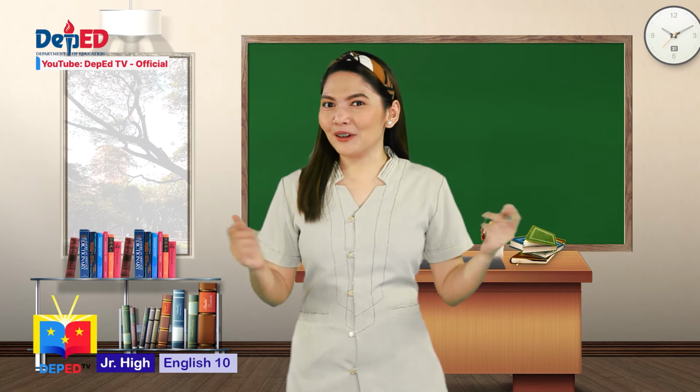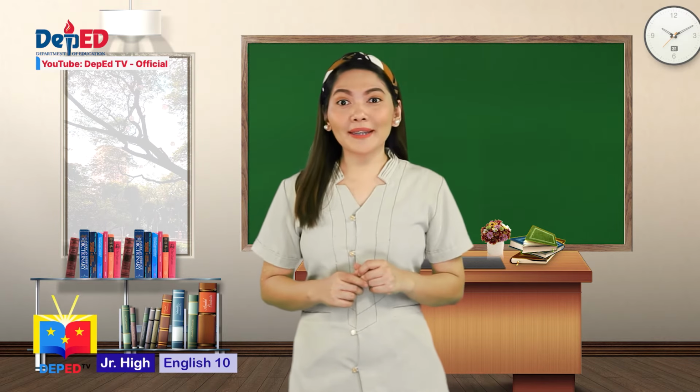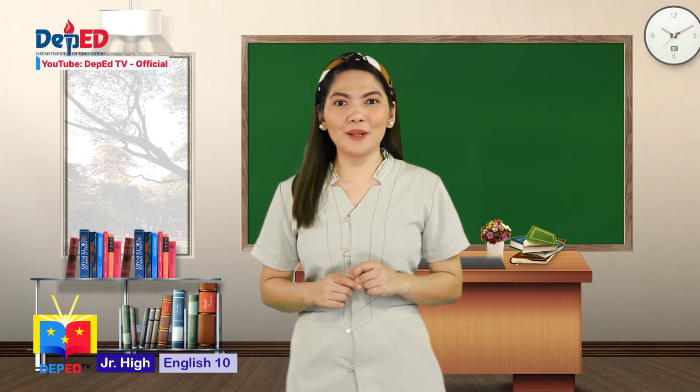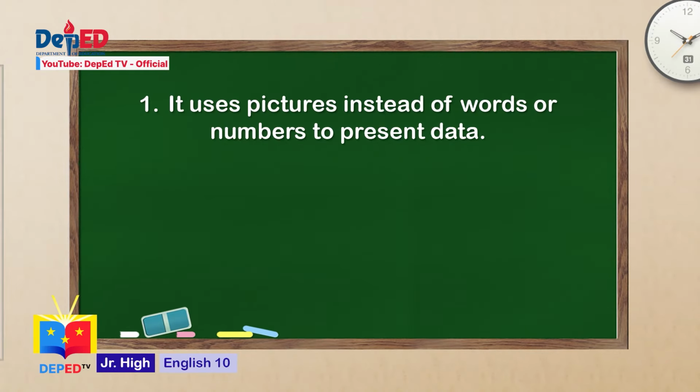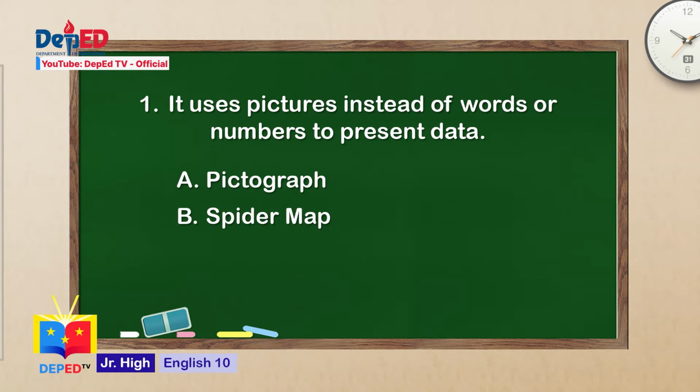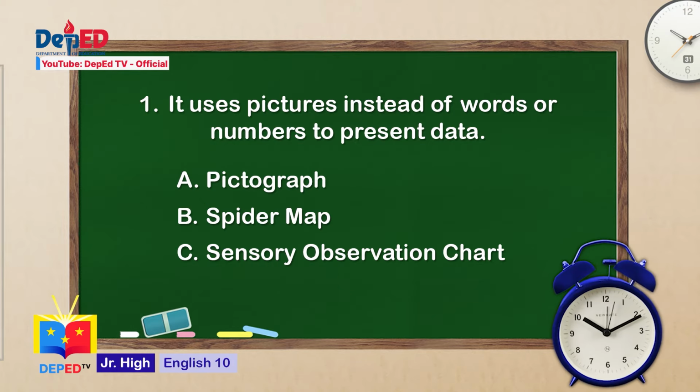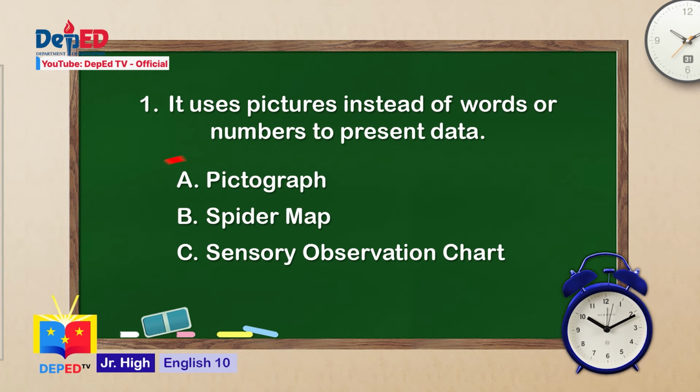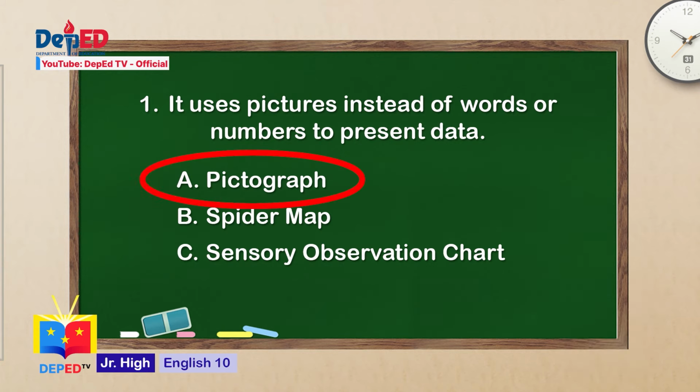Now let's review! I want you to identify the textual aid described in each number. Number 1, it uses pictures instead of words or numbers to present data. Is it letter A, pictograph, B, spider map, or letter C, sensory observation chart? Great! Obviously, it's letter A, pictograph.